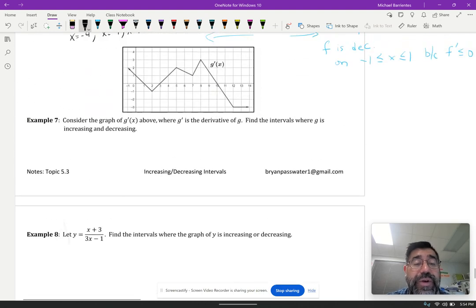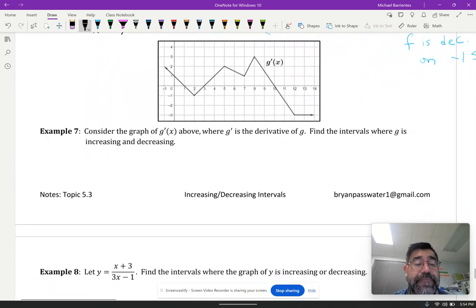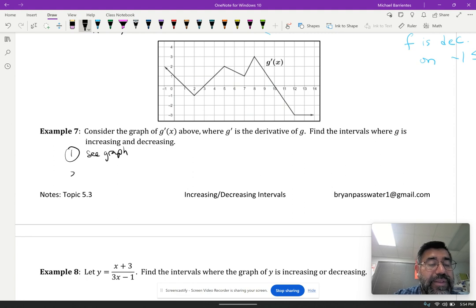But let's do one more graph, and then we'll pause this section. So let's consider the graph of g prime. So they give me the graph of the derivative, where g prime is the derivative of g. Find the intervals where g is increasing or decreasing. Awesome. Okay, so let's see. Can you find the derivative? Well, see the graph. You don't have to write that, by the way. I'm just telling you, if you're going to do the first step to find the derivative, you don't have to find it. Just look at the graph.